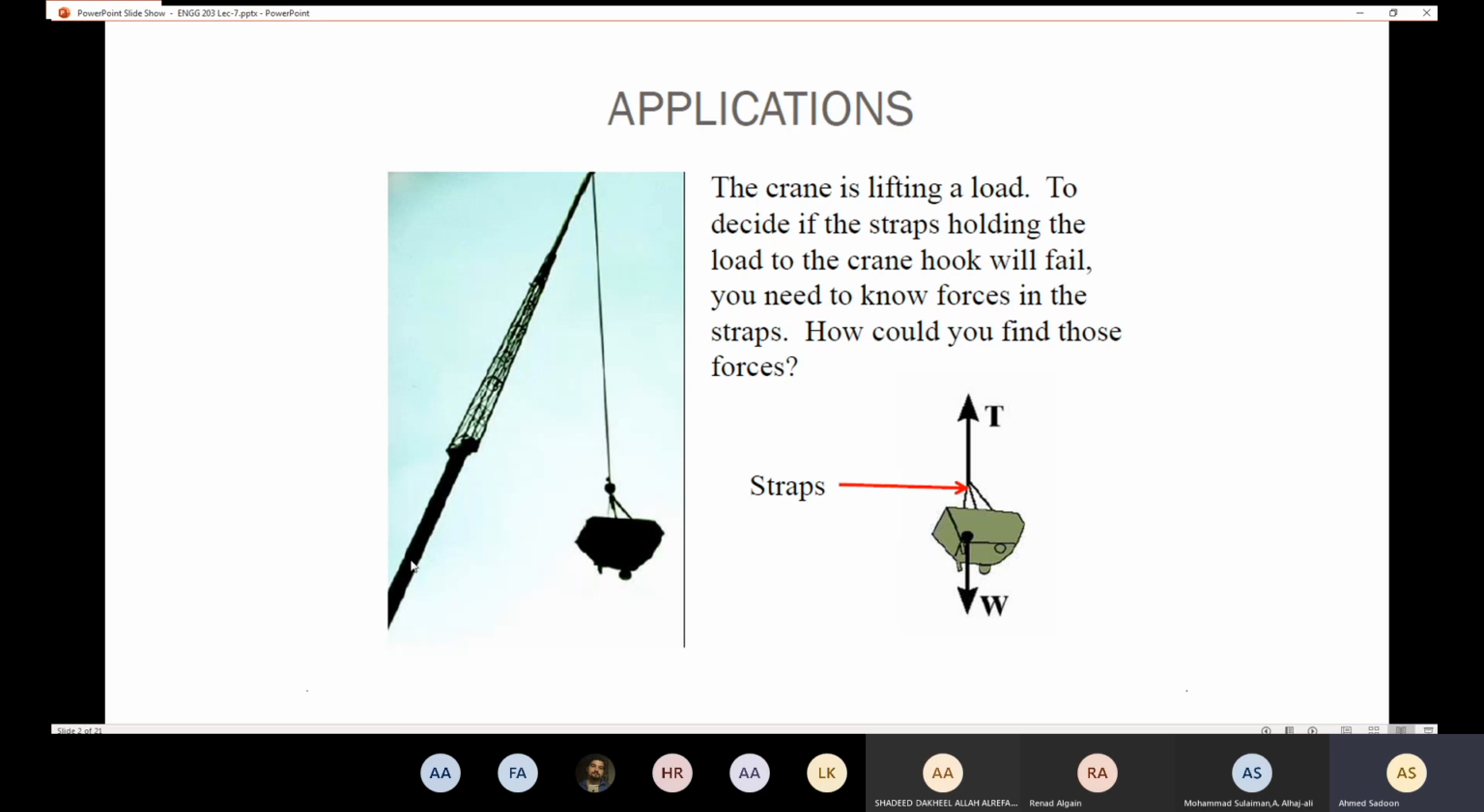It's an important matter to learn the equilibrium of a particle, because, like you can see here, we have a crane, and that crane is lifting a load, and we have a cord or straps in order to hold the load. Many times we need to know whether the straps are going to hold or fail. So it's very important to understand the equilibrium of a particle in order to decide whether the straps are going to fail or not. Of course, if the strap is going to fail, a disaster will take place.